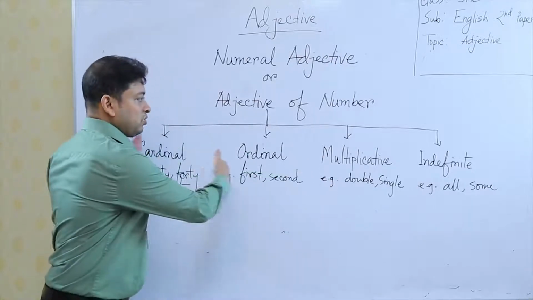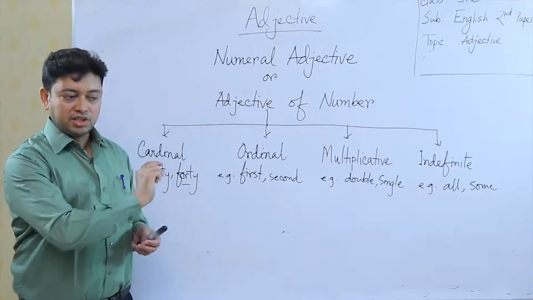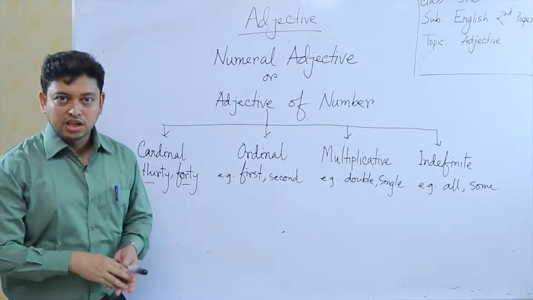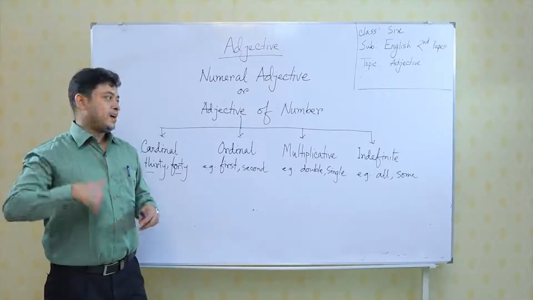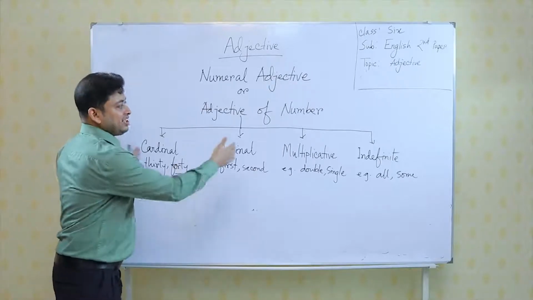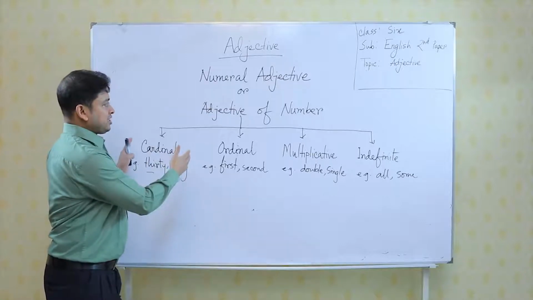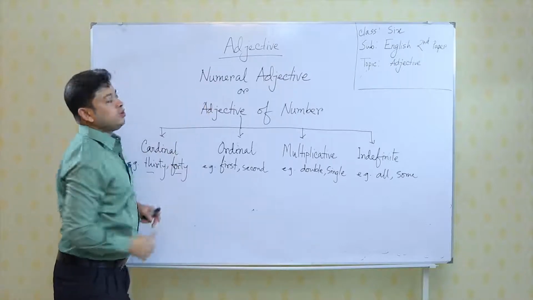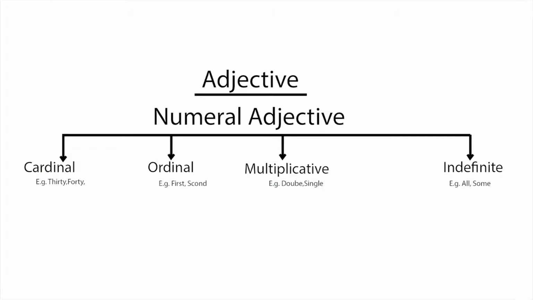Forget about all these four. If you just identify this is an adjective of number, if you write down adjective of number, your answer is correct. If you write down it is a numeral adjective, your answer is correct as well. But for better understanding and if you go through in details, you have to go through these sort of things. I hope by this you will be able to understand adjective of number or numeral adjective. Now, we shall move on to pronominal adjective.